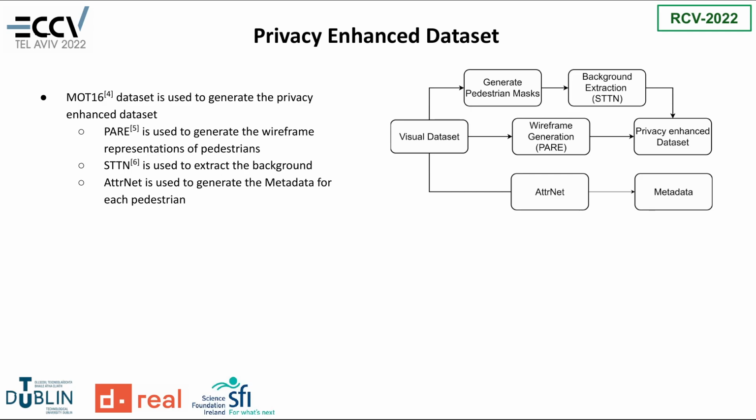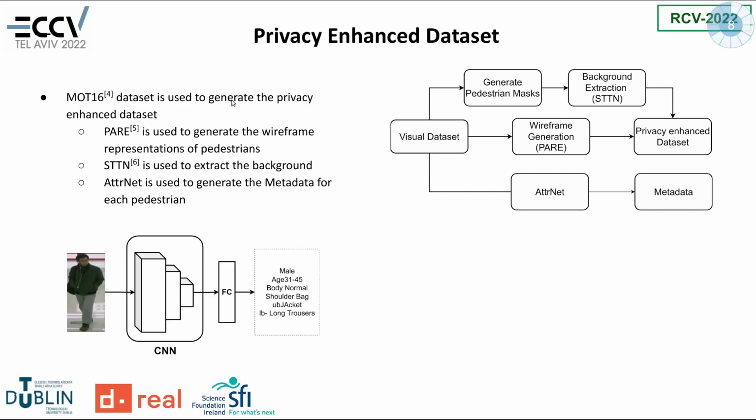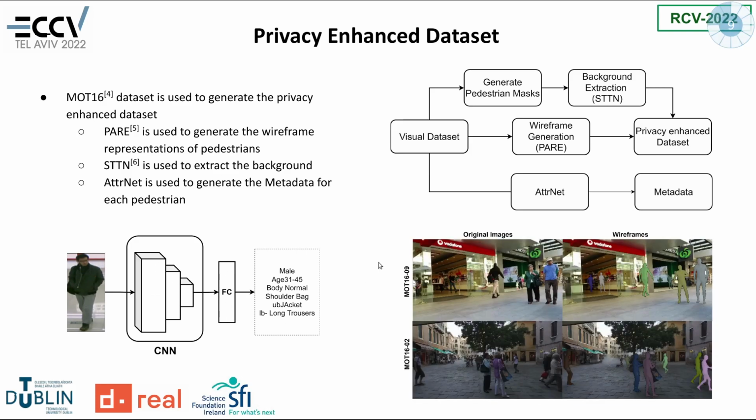AttrNet is used to generate metadata for each pedestrian. As depicted in the figure, AttrNet will give a set of attributes for a given pedestrian image. Following are examples of the wireframes generated for the visual images from our MOT16 dataset.